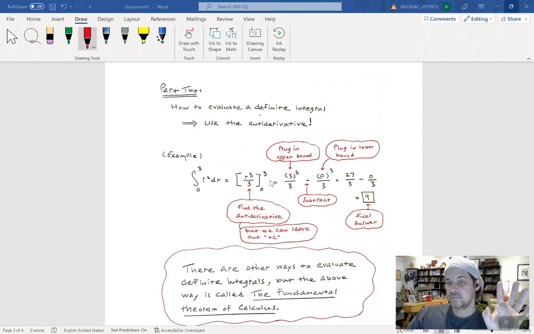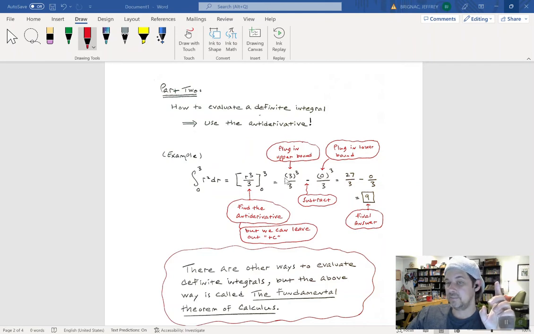Then I take that antiderivative, I plug in the upper bound, 3. What's that going to look like if you plug it in there? It'd be 3 to the third power over 3. Take that upper bound, plug it in the antiderivative, then you subtract, and then you plug in the lower bound, which is 0. So what's it going to look like if I put 0 in there? It would be 0 to the third power over 3, which you see right here.